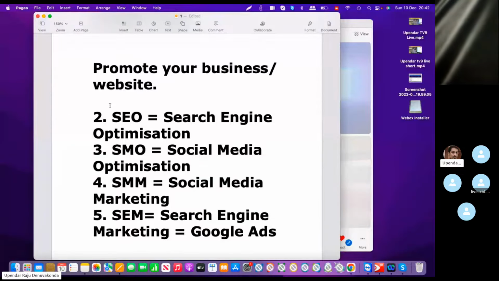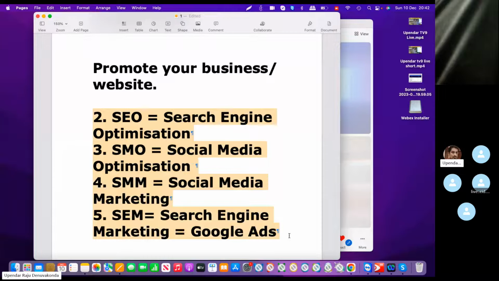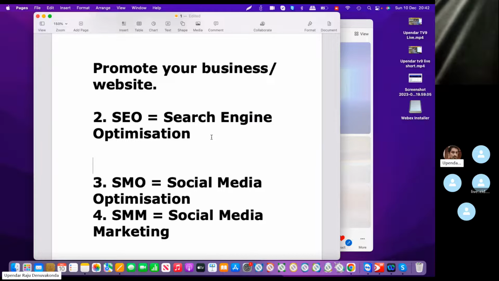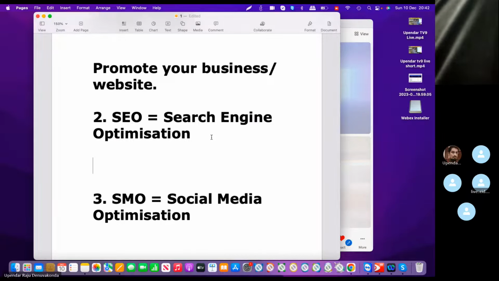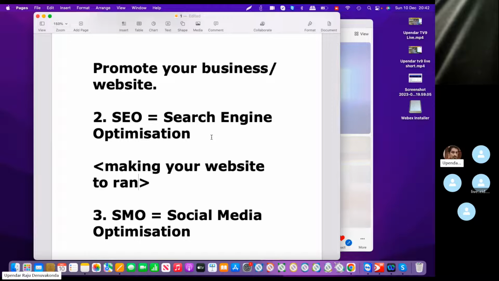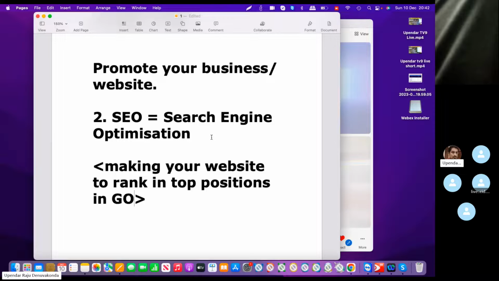So now here we have the four important modules. We just need to understand right now what these four are. The first is search engine optimization. I'm just giving a brief of what search engine optimization is: making your website rank in the top positions in Google. That's it.